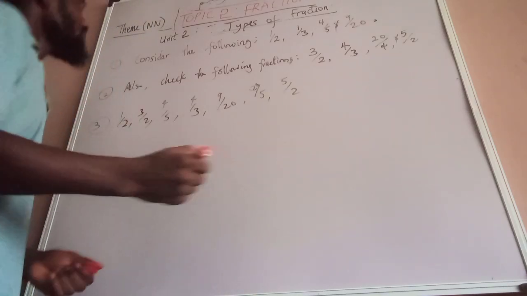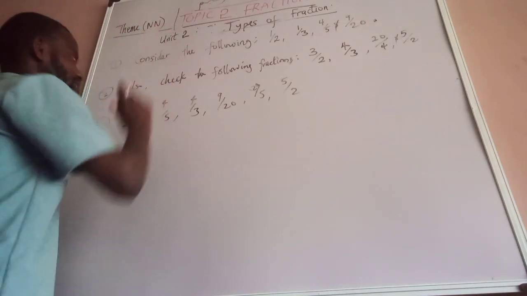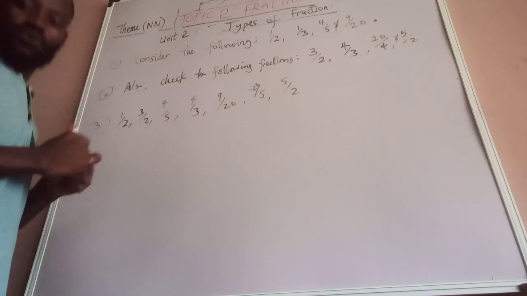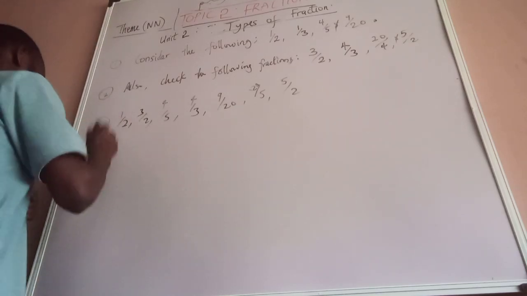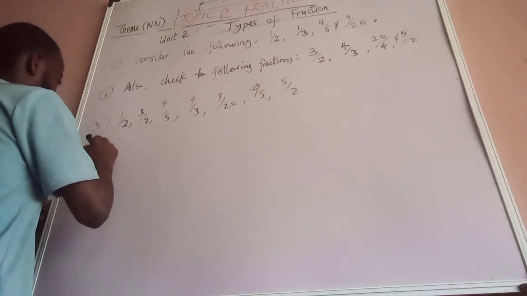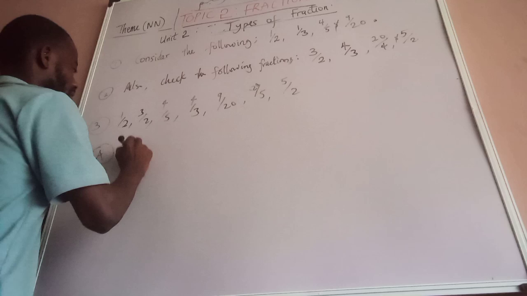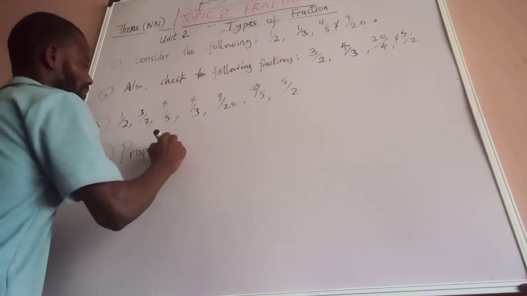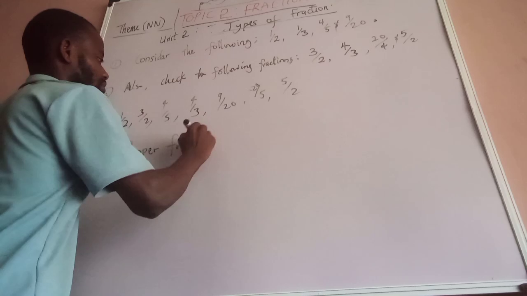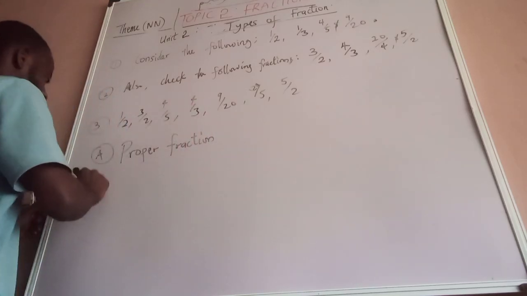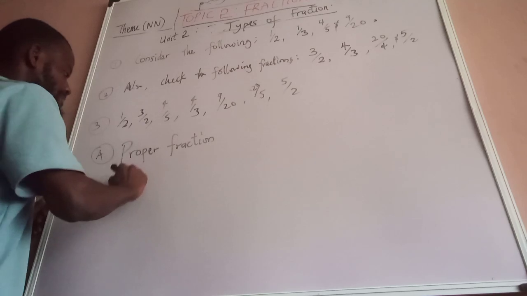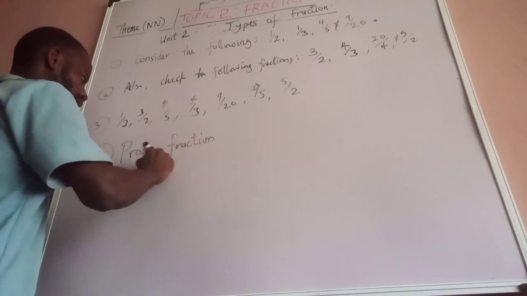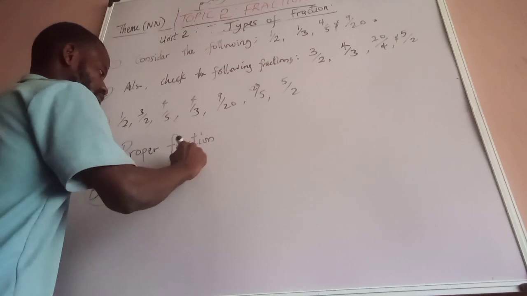So for this first one, the type of fraction that we have is the proper fraction. What do I call it? Proper fraction. While the second one now will be the improper fraction.